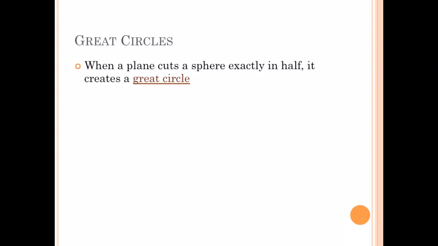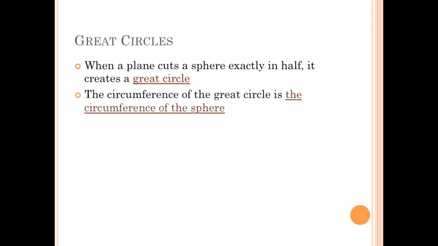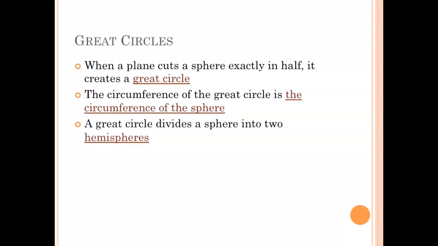Okay, now we have another term when it comes to spheres, and it's called a great circle. When a plane cuts a sphere exactly in half, it creates a great circle. The circumference of that great circle is what we call the circumference of the sphere. And this great circle divides a sphere into 2 hemispheres. It divides it into 2 halves.